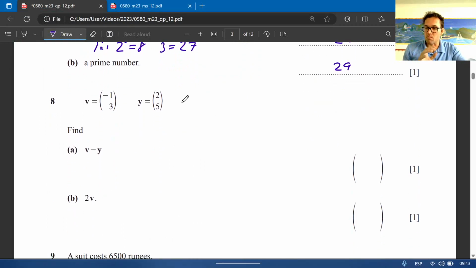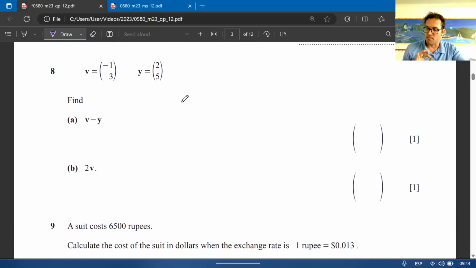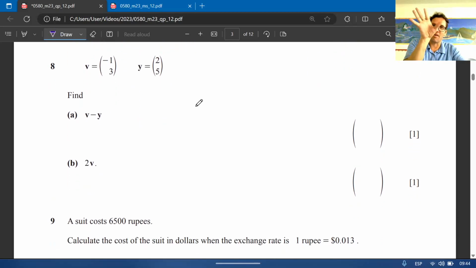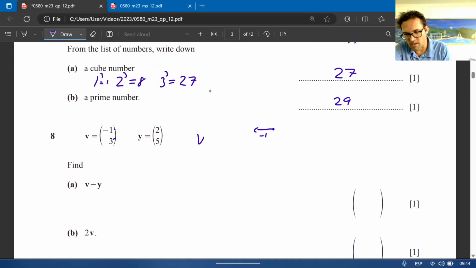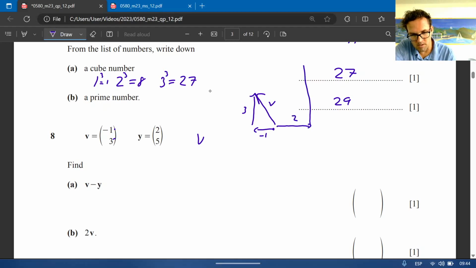Right, here we got a column vector. It describes the movement of an object. The top number tells you left or right, negative. So V, for example, will be a vector that starts there and goes 1 square to the left. That's the minus 1. And it goes 3 squares up. So that will be the vector V. The vector Y, on the other hand, will go 2 squares to the right and then 5 squares up.